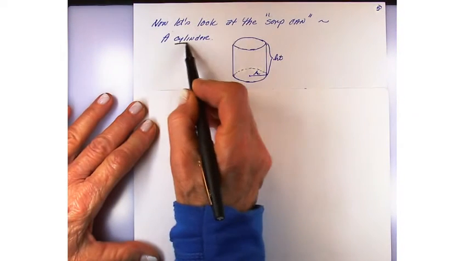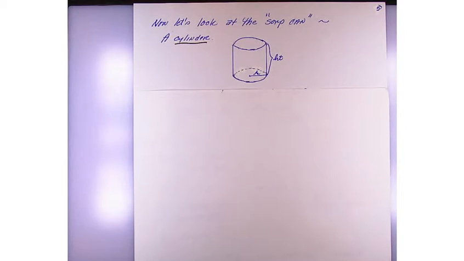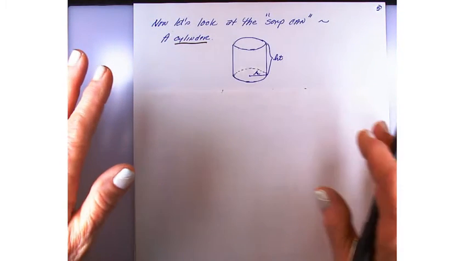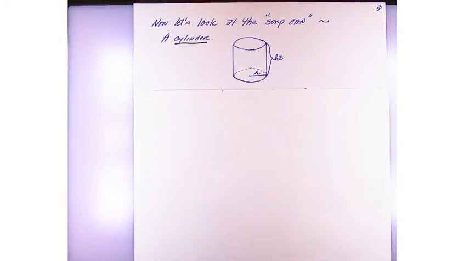A soup can is a cylinder, and I don't know why it keeps changing light here like that. I want it to be bright, and I don't know what's controlling that here.